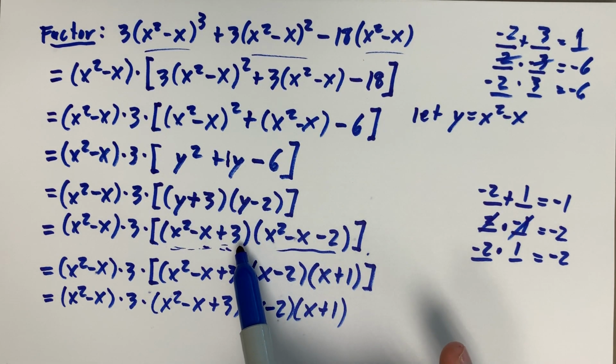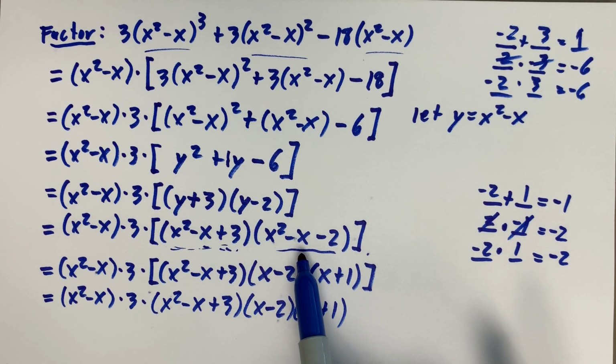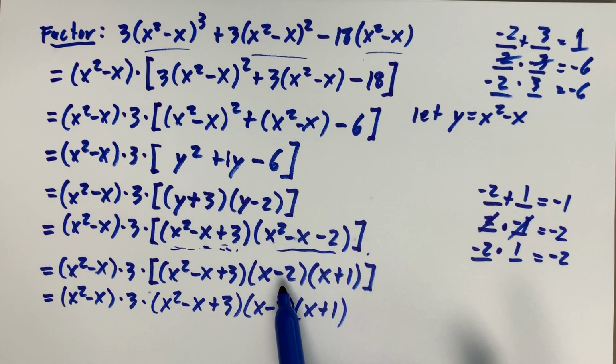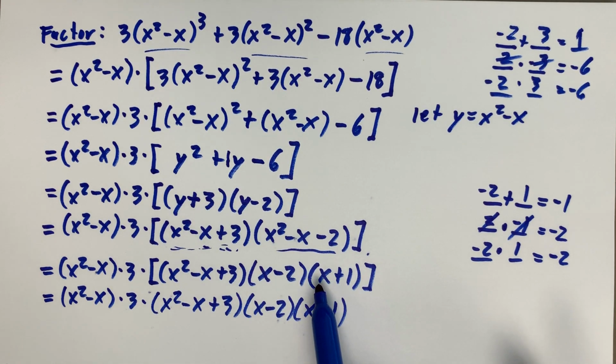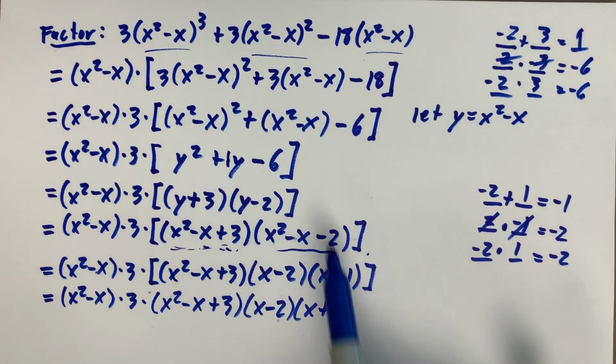We ended up getting this after we resubstituted our y is equal to x squared minus x, and then we factored this guy even further to get x minus 2 times x plus 1. We just carried everything else along for the ride. Now we end up with a fully factorized version of this massive expression. So that's it for this example.